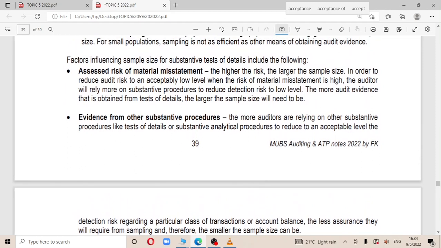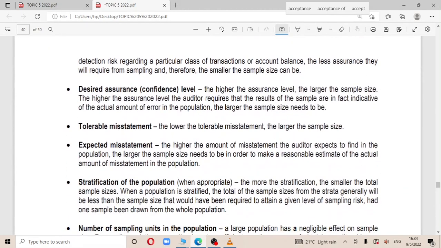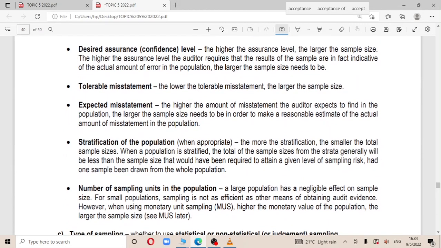Evidence from other substantive procedures. For example, the major one is analytical. If you start with analytical and you find there are huge differences, then you may have to increase your samples. Then desired assurance level. Do you want to achieve 100%? Do you want to achieve 99%, 95%? We also determine assurance level.